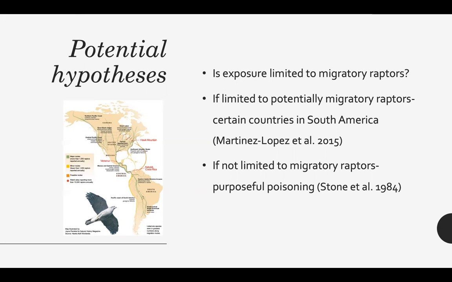If this issue is not limited to migratory raptors, this could be an issue of purposeful poisoning or illegal use of organochlorines. One thing to note is that I will be referring to these raptors as either potentially migratory or non-migratory, because although potentially migratories do possess the ability to migrate, not all choose to do so, so we have no way of knowing for sure whether they did migrate or not.